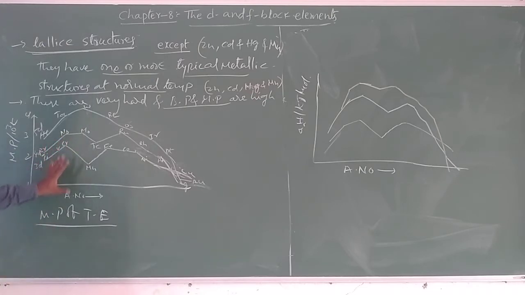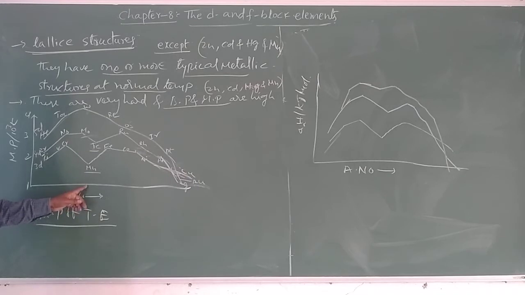The 4d and 5d series have higher melting points compared to the 3d series. Why? Because they have stronger metallic structures and bigger atomic size, so automatically the melting and boiling points also increase, except for manganese and technetium.